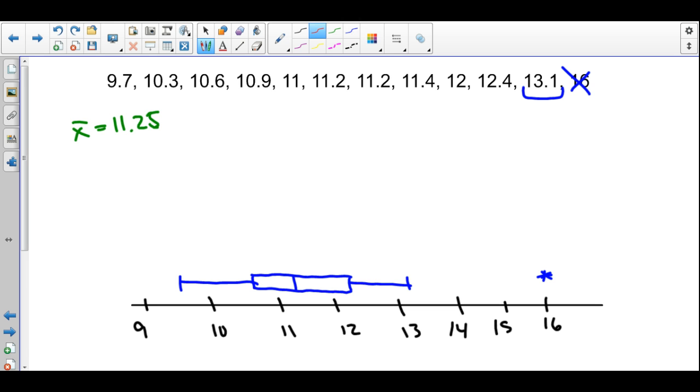So removing that outlier does a couple things. Like I said, it shifts the mean down closer to the median, and it makes your data more symmetric. But you still have to identify where the outlier is on the number line.